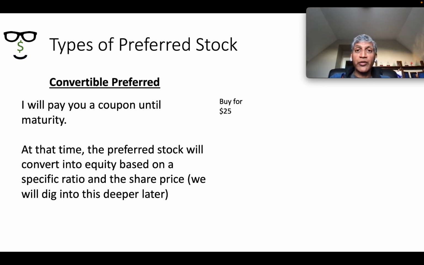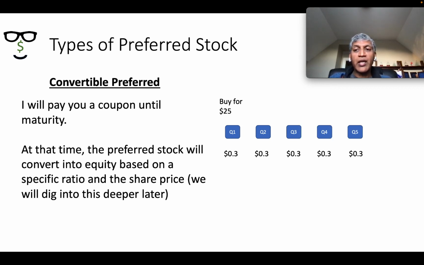So let's look at an illustration. You pay $25 for the preferred stock, and I'm going to pay you a coupon of 30 cents, and things are good. I keep paying you. And now that I'm done with my 5 quarters, you are expecting me to give you that $25 back, but I'm going to say, wait, this is convertible preferred, and there are 2 varieties within here. One of them is you have the option of converting, and the other one is the issuer has the option of converting, but we're going to leave that out for a second. And in this scenario, you don't get the $25 back.